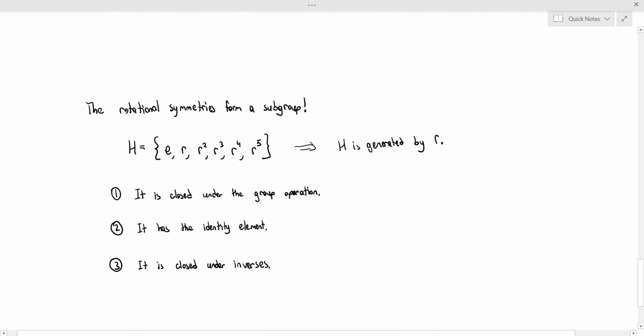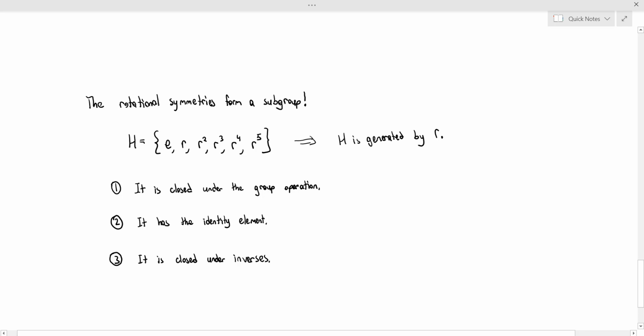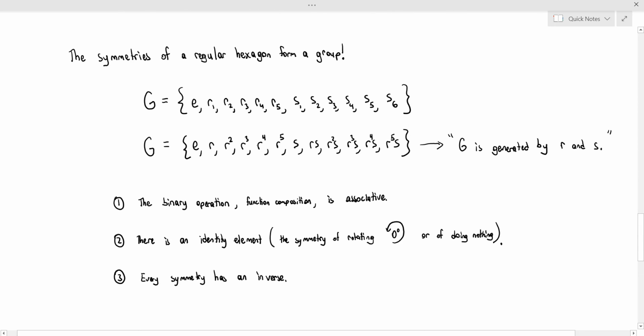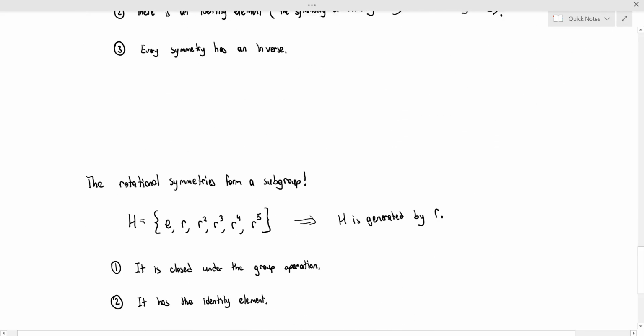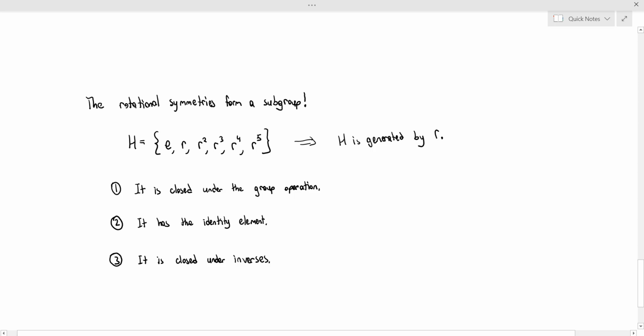Now, if we just focus on the rotational symmetries only, they would form a subgroup of this larger group of rotational and reflectional symmetries. Okay? So it satisfies the 3 conditions that a subgroup needs to satisfy. So it is closed under the group operation: applying any 2 rotations together will just give you another rotation.